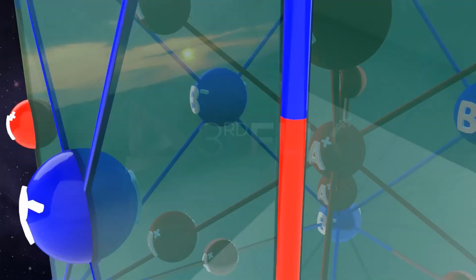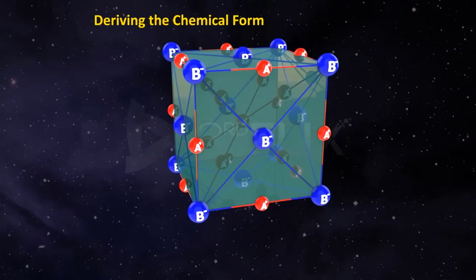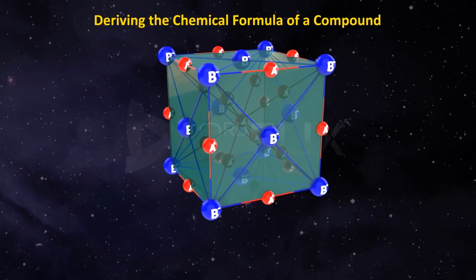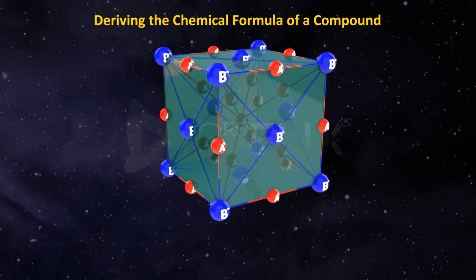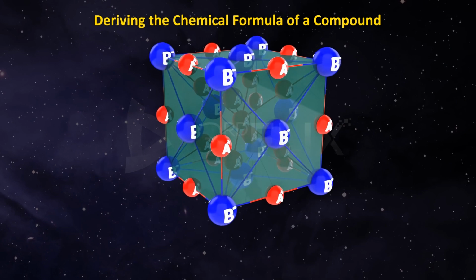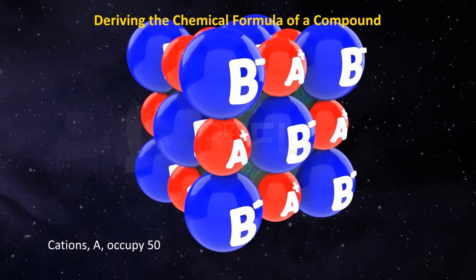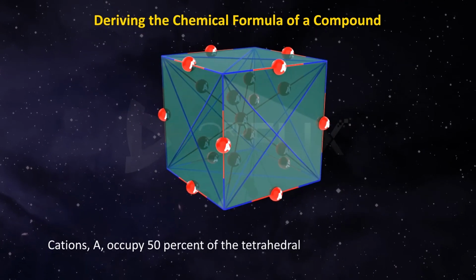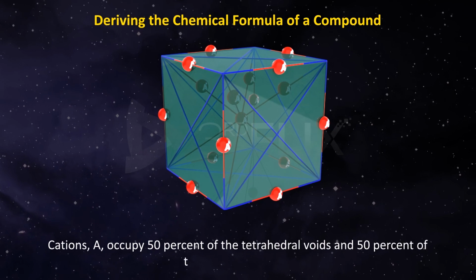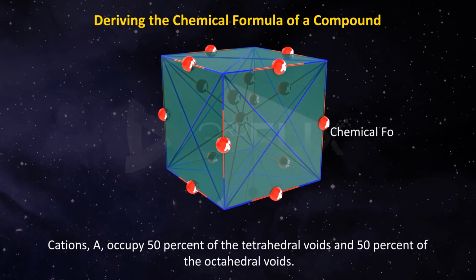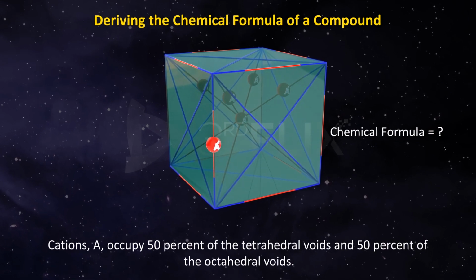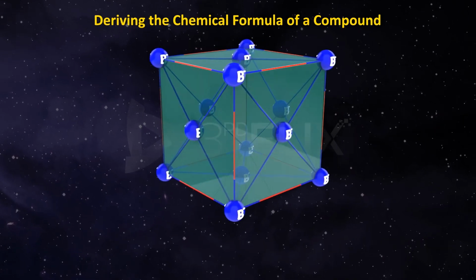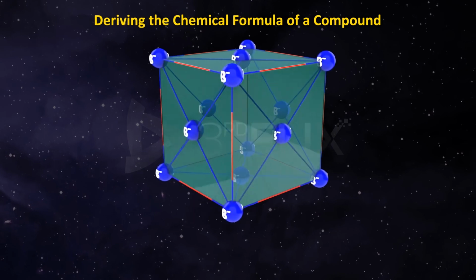Let us consider another example and write the formula of the compound. Consider a crystalline solid whose anions B are arranged in a cubic close packing and cations A occupy 50% of the tetrahedral voids and 50% of the octahedral voids. In the arrangement, the anions B are arranged in cubic close packing.